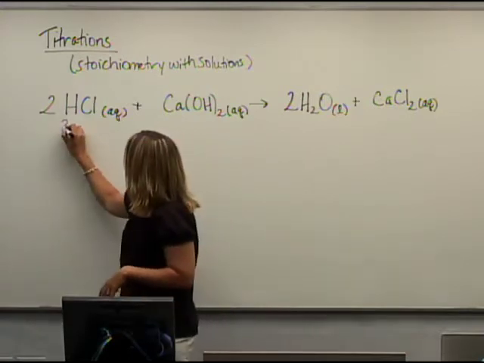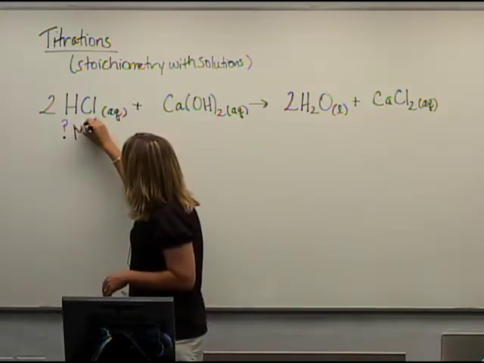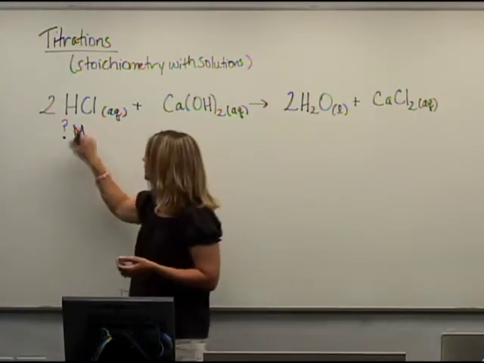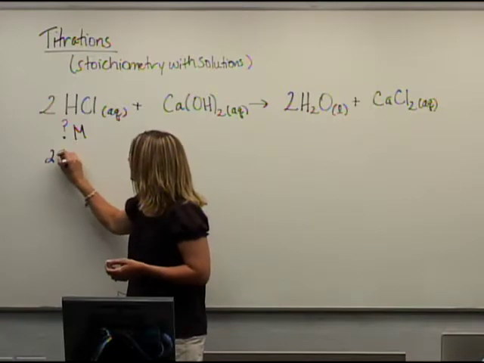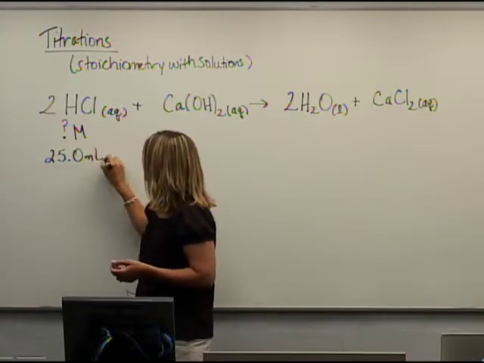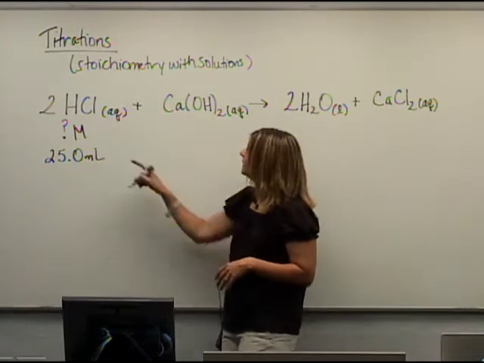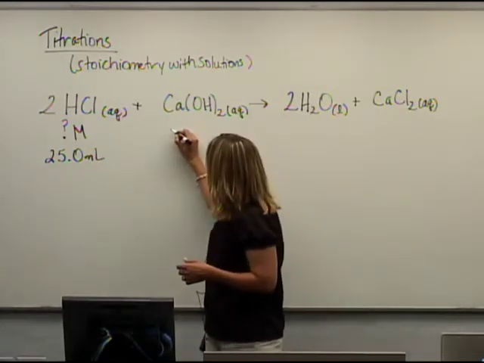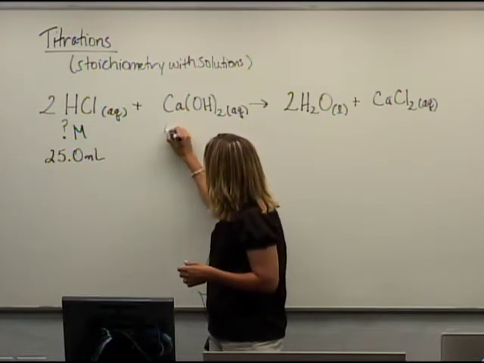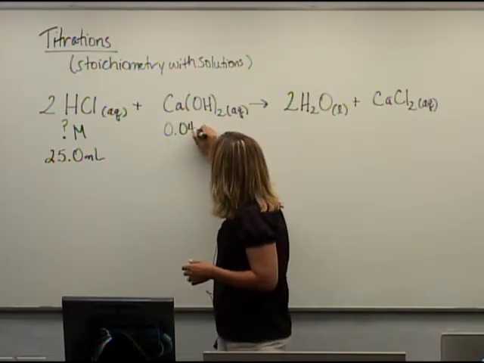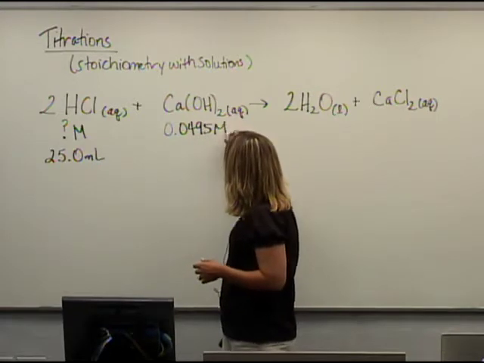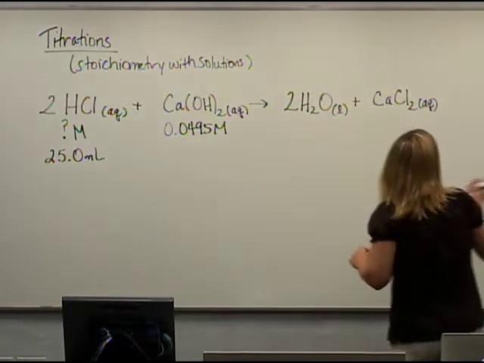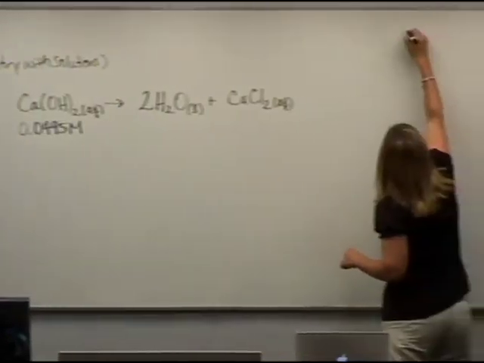So let's say that I gave you this reaction. I said I'm reacting some unknown concentration of HCl. I don't know the molarity, but let's say I told you I took 25 milliliters of that unknown solution, and I'm going to react it with calcium hydroxide, and let's say that that concentration is 0.0495 molar. I'm not going to tell you the volume yet because I want to show you how that's arrived at. So over here, let's picture this experiment.